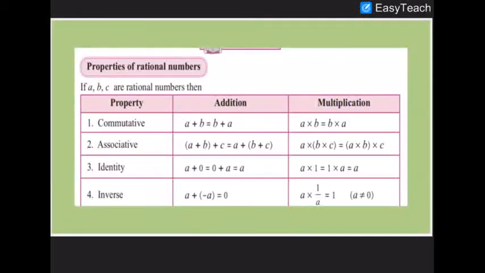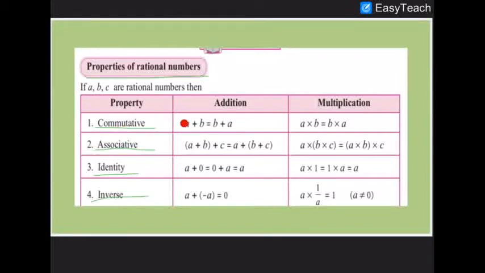So we are going to the next topic, that is properties of rational numbers. So what are the properties? There are basic 4 properties of rational numbers. First one is commutative property, next is associative property, then identity property and inverse property. So if A, B, C are rational numbers, then what is the first property?